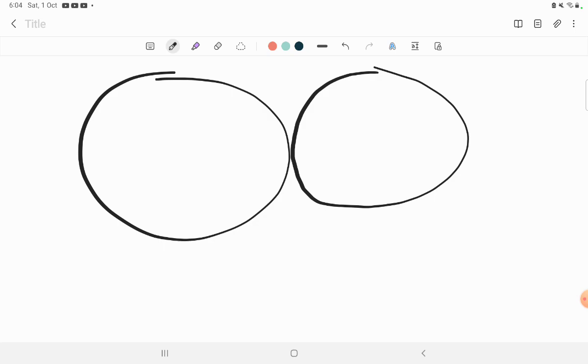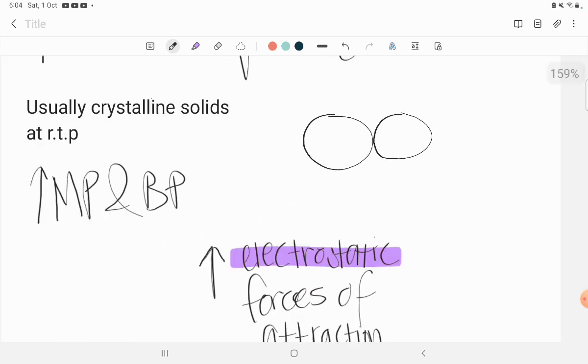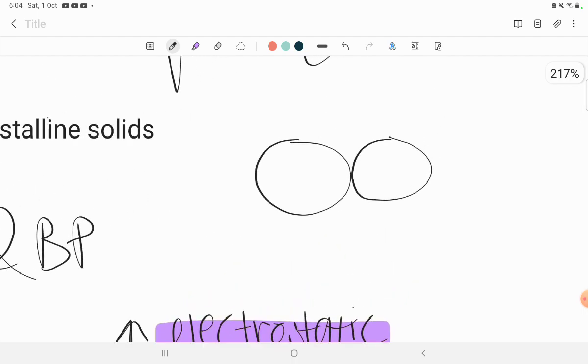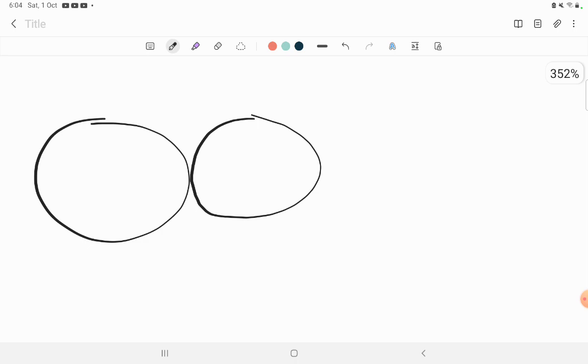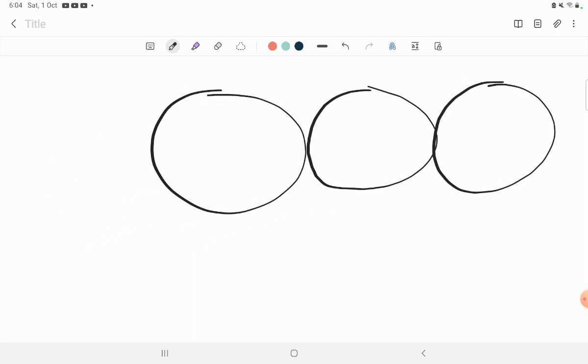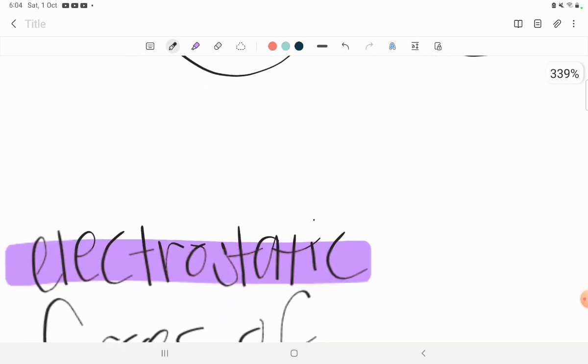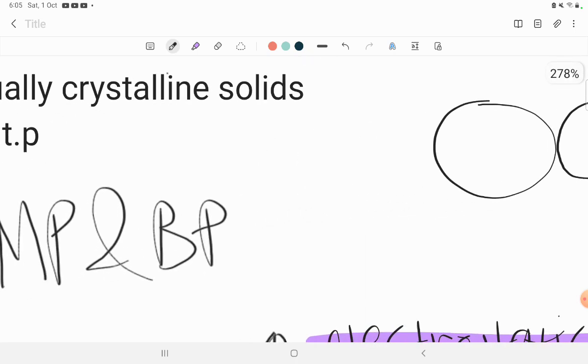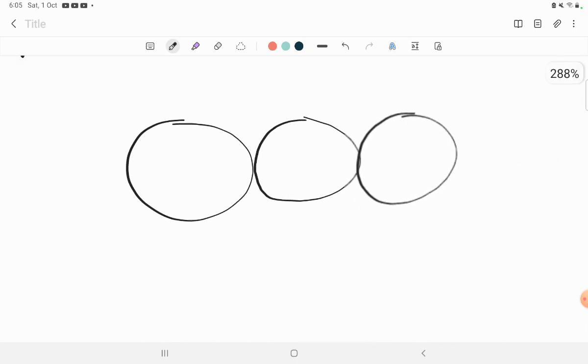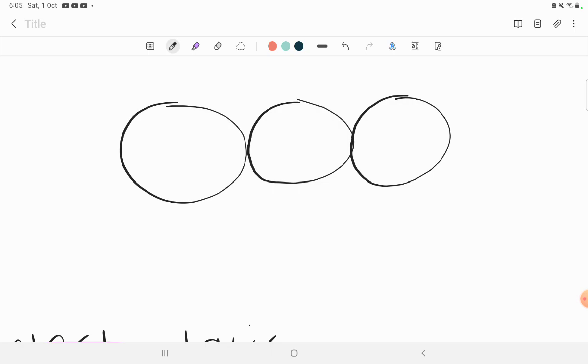Yep, they're touching. Okay, so these electrostatic forces of attraction keep the atoms and the molecules in like this manner, right? So what happens when a substance melts or when it boils? When a substance melts or boils, we learn that it gets further apart from one another, right?